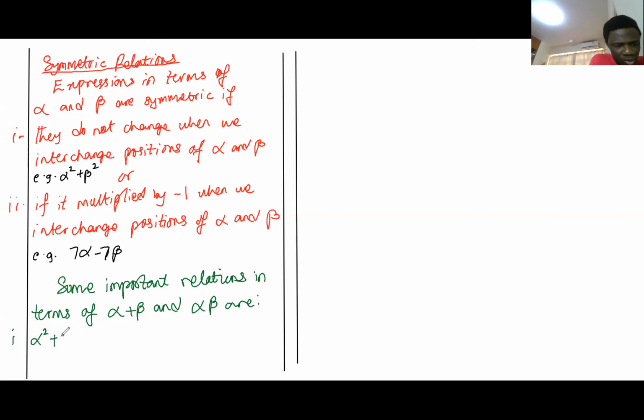Alpha squared plus beta squared. The second we want to look at is alpha cube plus beta cube. And the last one is alpha minus beta. In every calculation you'll be doing, you'll be making use of this. What do I mean by this? Let's take the first one.